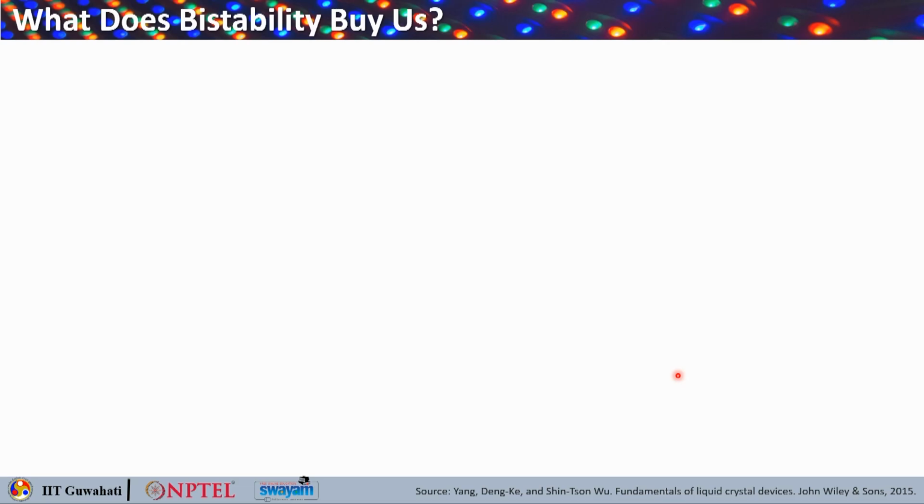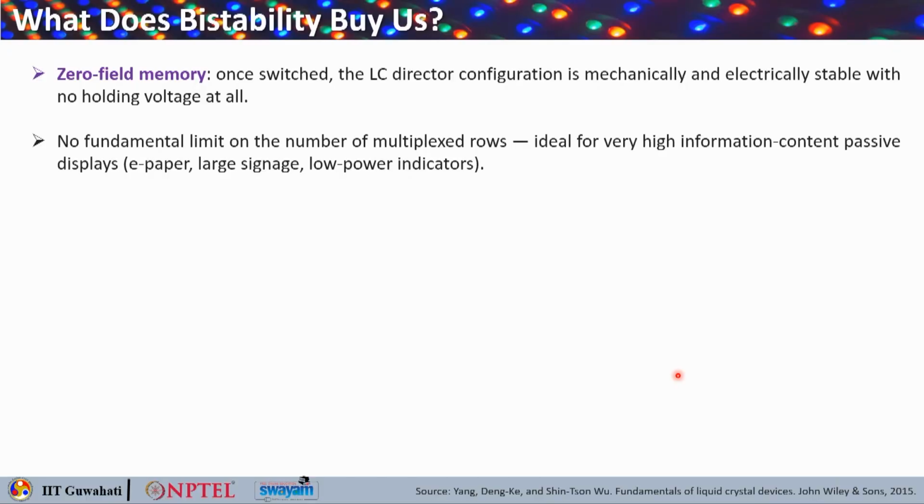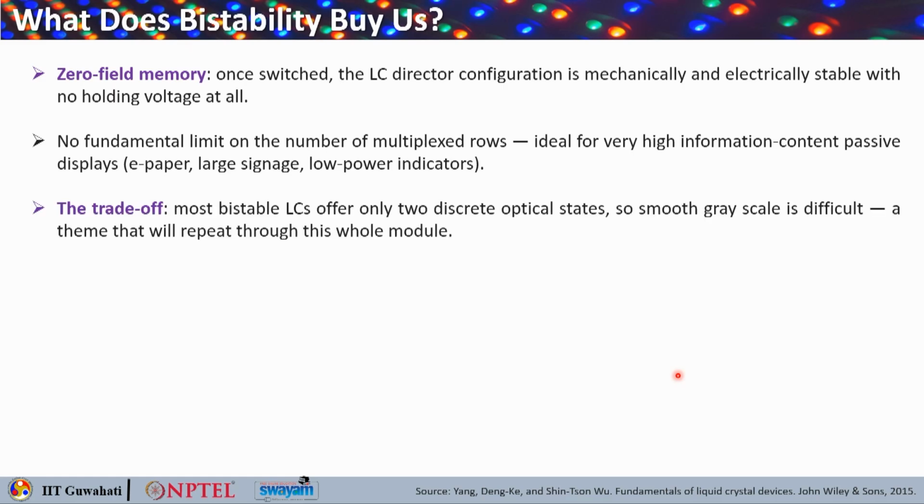So, what does this bistability buy us? First thing is the zero field memory. That means once switched, the liquid crystal director configuration is mechanically and electrically stable with no holding voltage at all. And then there will be no fundamental limit on the number of multiplexed rows, and that will be ideal for very high information content passive displays, something like e-paper or large signage, or low power indicators. However, this bistability also brings some trade off.